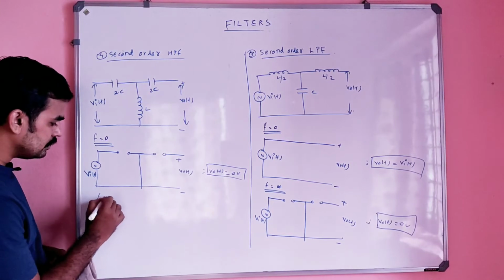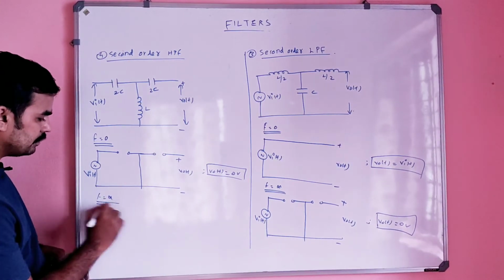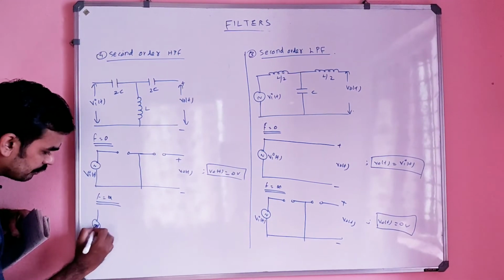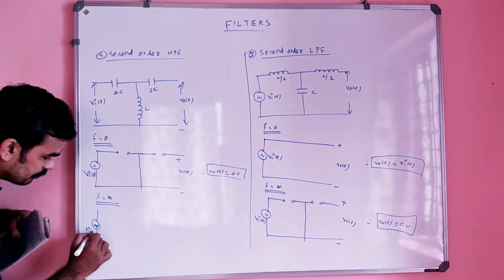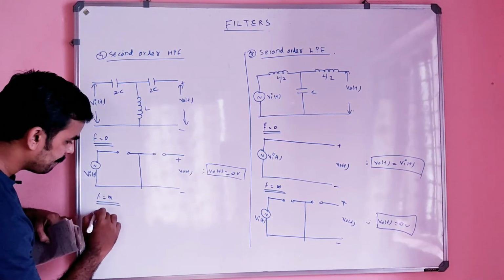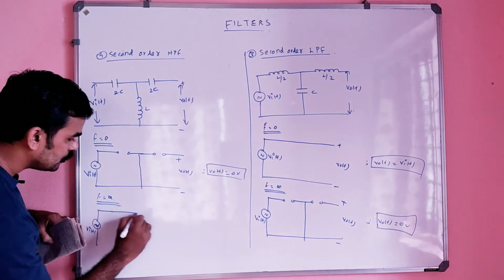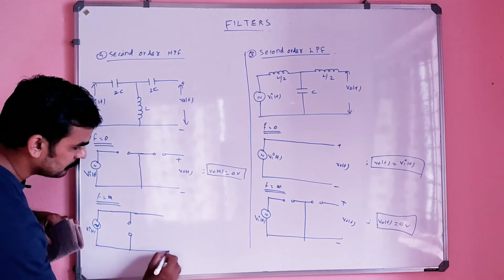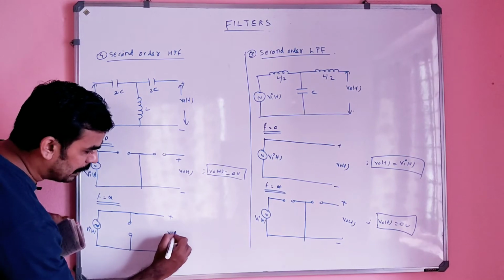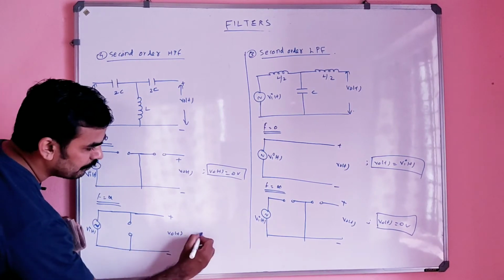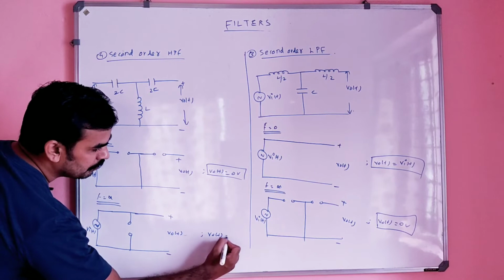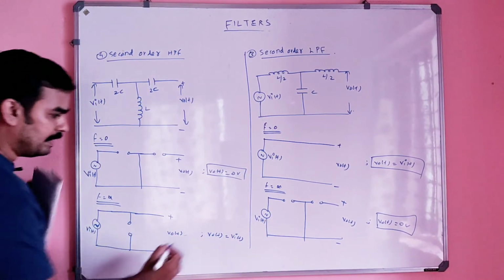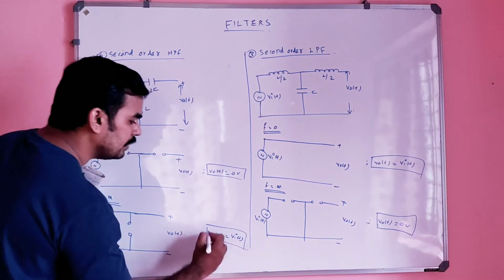And put f is equal to infinity, what will be? This will be short circuited, this will be open circuit, this will be short circuit. That means V0 of t will be V of t, because all the input will be available, right? So this is the case.